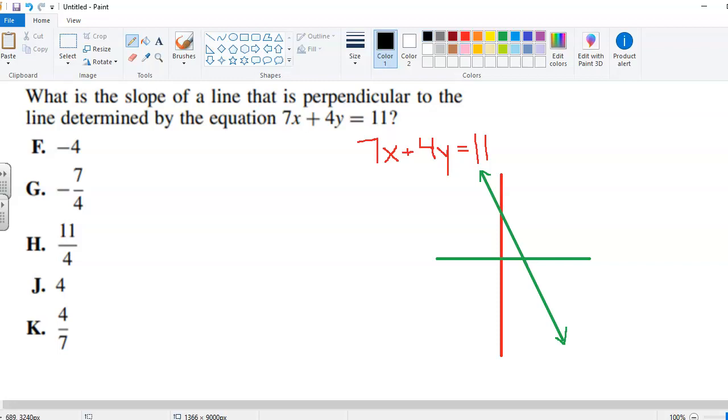And the reason is, if you were to try and get y by itself, back in the old days, you had to get y by itself before you graphed. Nowadays, Desmos will do it for you. But if you moved things around to get y by itself, you would have to move the 7x to the other side of the equation, which would then make it negative, and then you would have to divide by 4. So it actually turns out the slope of this line is negative.